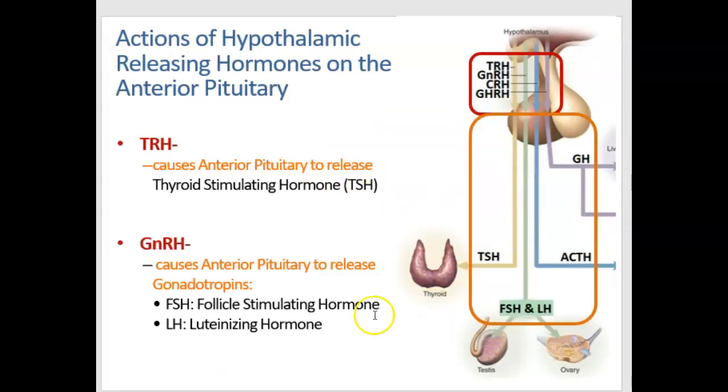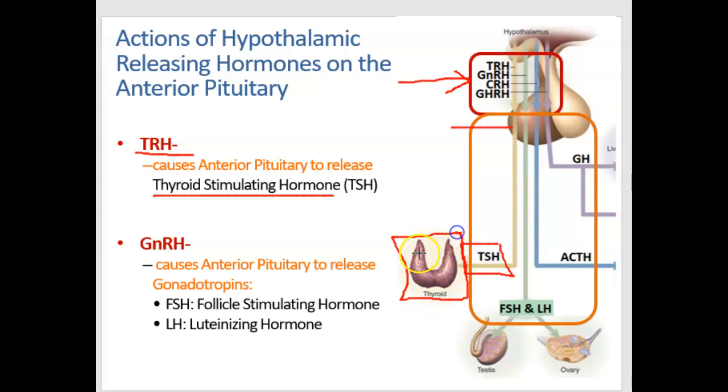So let's look at the actions of these hypothalamus hormones. Okay, they're all tropic releasing hormones. So TRH, thyrotropin releasing hormone, acts on the anterior pituitary to make it release a thyroid stimulating hormone. And that thyroid stimulating hormone is tropic because it's going to make the thyroid gland grow.